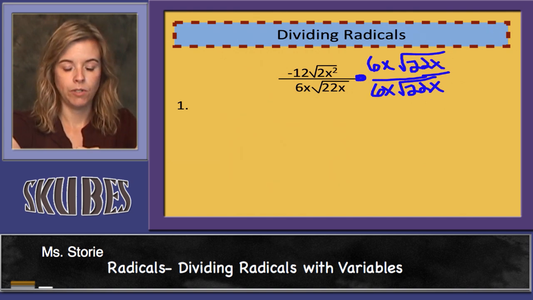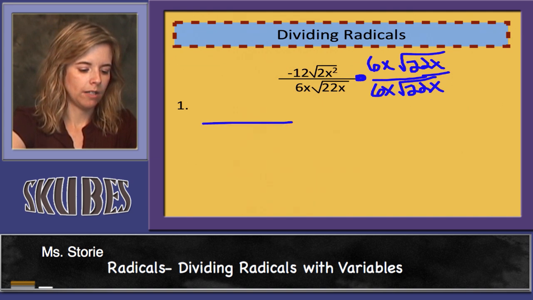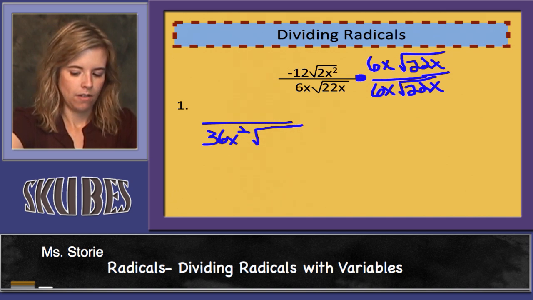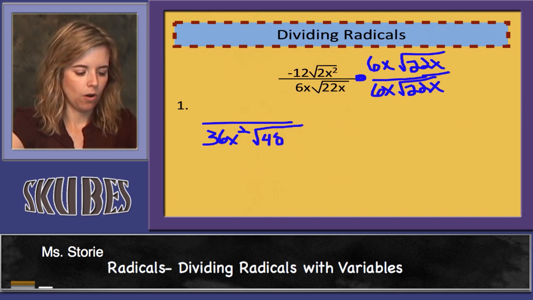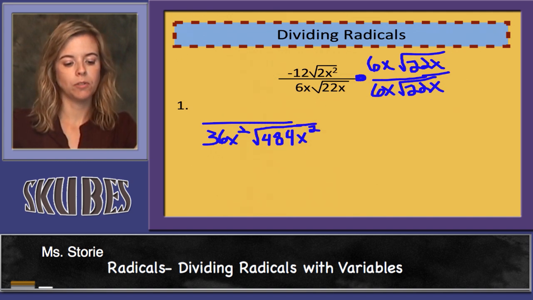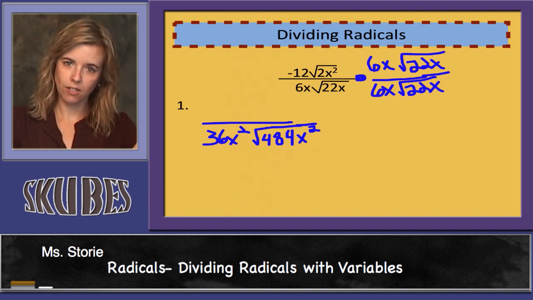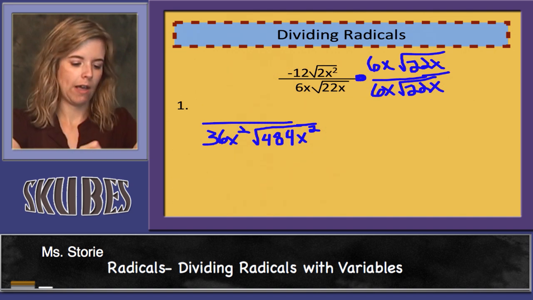So the first step, when we do the multiplication, on the bottom, we end up with 36x squared, and then the radical sign, 484x squared. Because remember, when you multiply variables with exponents on them, you don't actually multiply them, you add them.